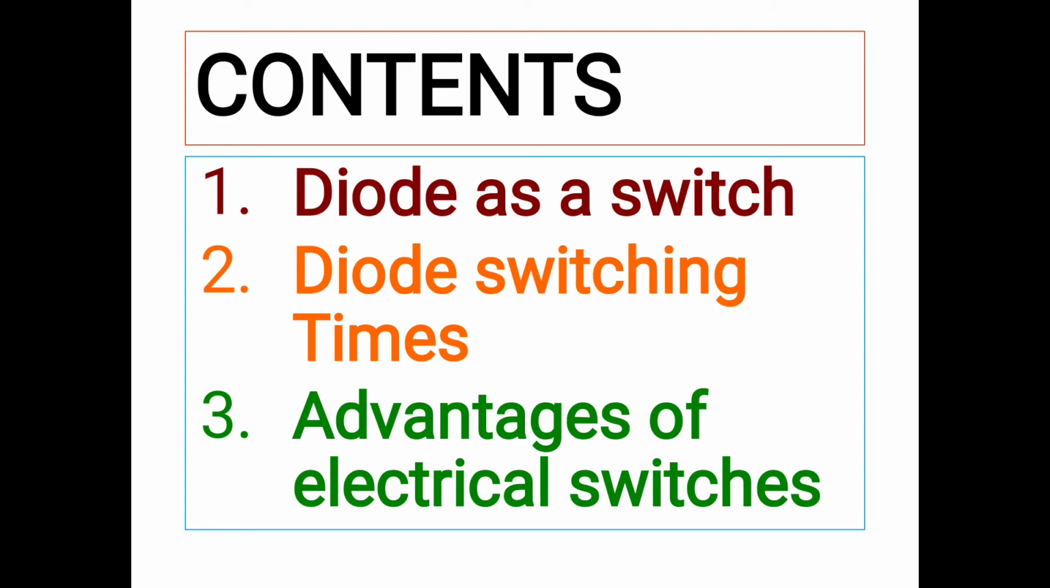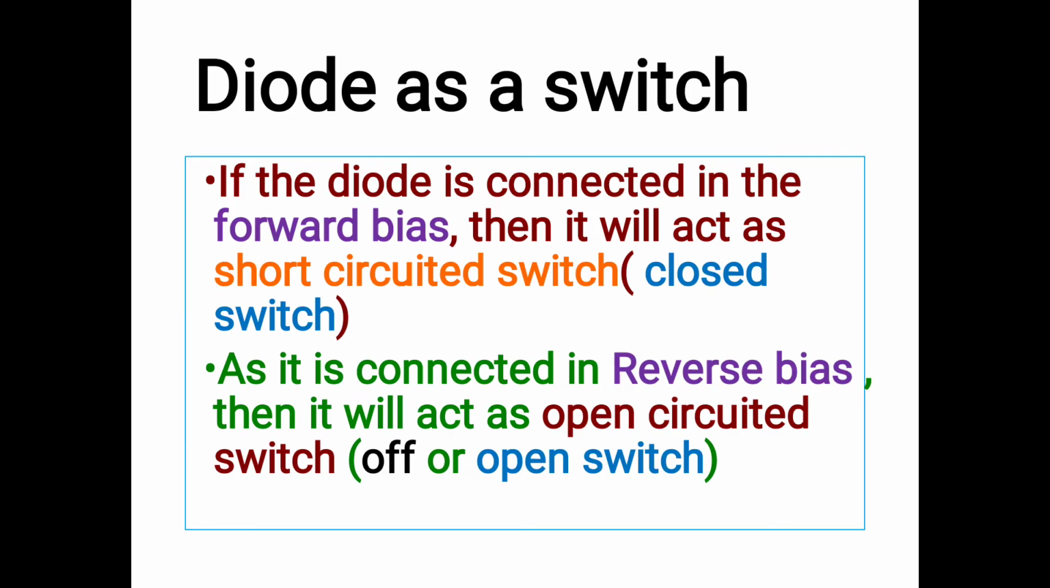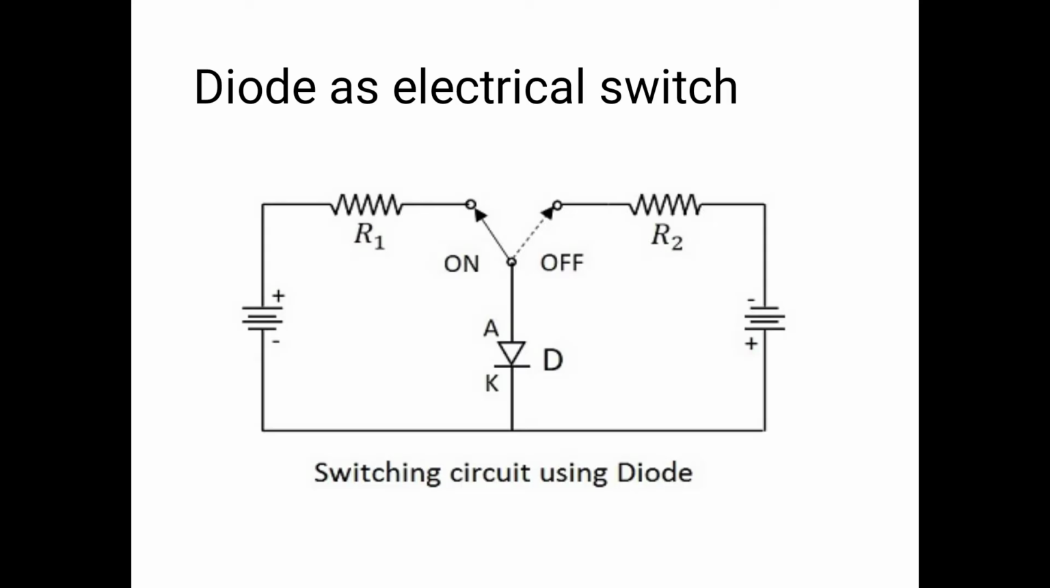In this presentation we will study the diode as a switch, diode switching times, and advantages of the electrical switches. So let us start our presentation. If the diode is connected in forward bias, then it will act as a short circuited switch or closed switch. You can see this from the figure.